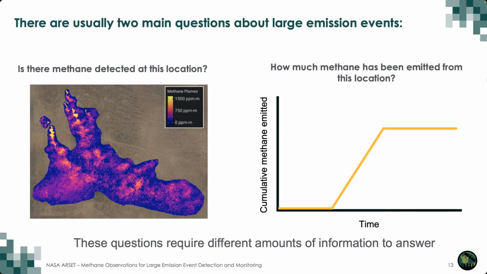I'm going to transition to the next section here on accessing large emission event data from EMIT. There are 2 main questions about large emission events. The first one is, is there methane detected at this location? And we can answer this question by looking at methane plume imagery like I'm showing there on the left. But there's a broader question: how much methane has been emitted from this location over time? And that requires multiple observations where you can track the emissions over time. And these questions both require different amounts of information to answer these types of questions.